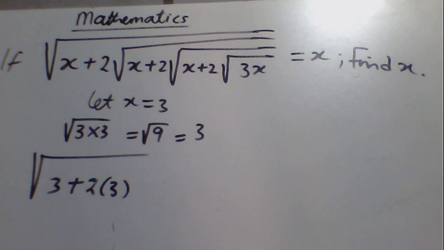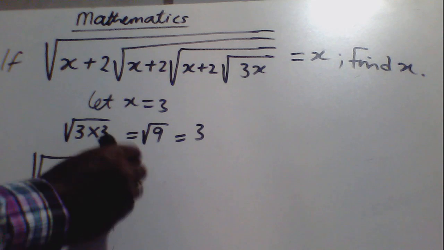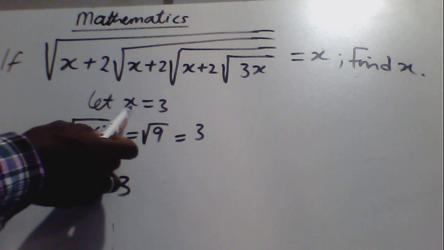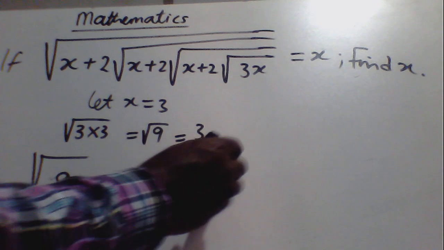So 2 times 3 gives us 6, and 6 plus 3 gives us 9. So the square root of 9 is 3. You see that the square root of 9 is 3, which gives us x equals 3. So in this case, therefore, x is equal to 3.